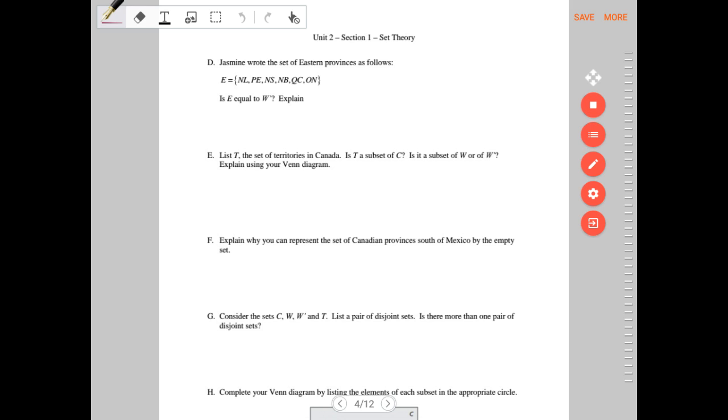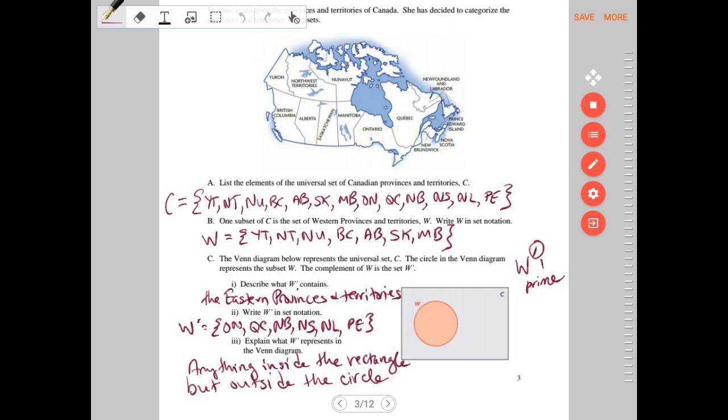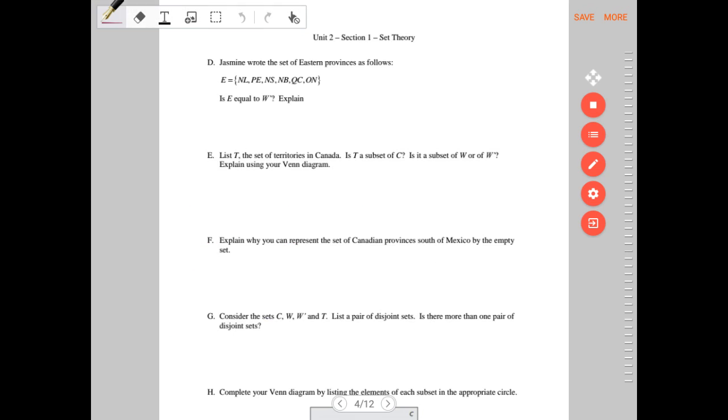Jasmine wrote the set of eastern provinces as follows. Is E equal to W prime? Explain. Well, the order is different, but does it have the same elements as W prime does on the previous page? Newfoundland, Labrador, Prince Edward Island, Nova Scotia, New Brunswick, Quebec, and Ontario. Looks like it to me. So, is E equal to W prime? The answer is yes. Okay, E does equal W prime.